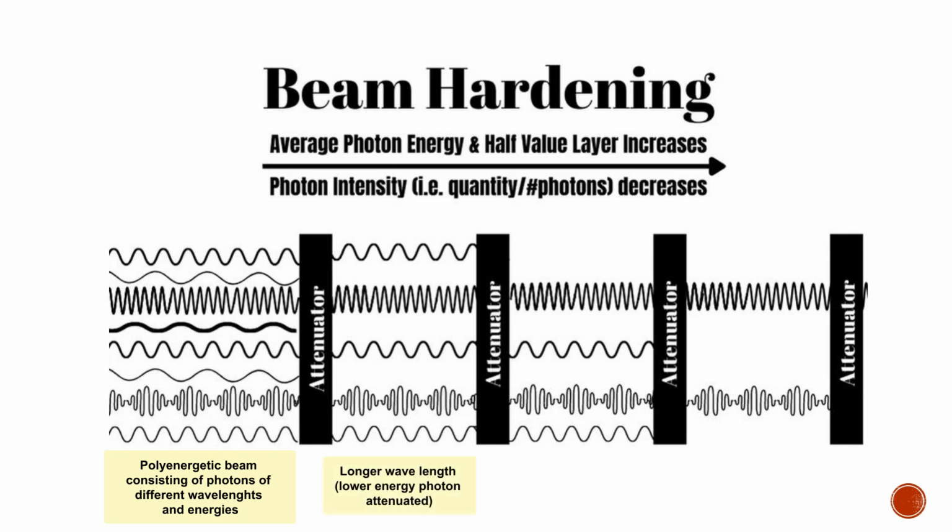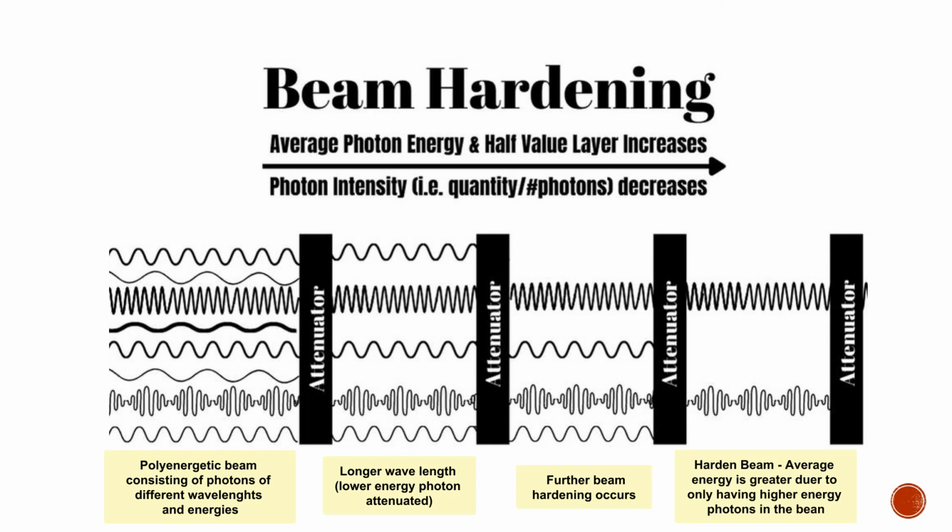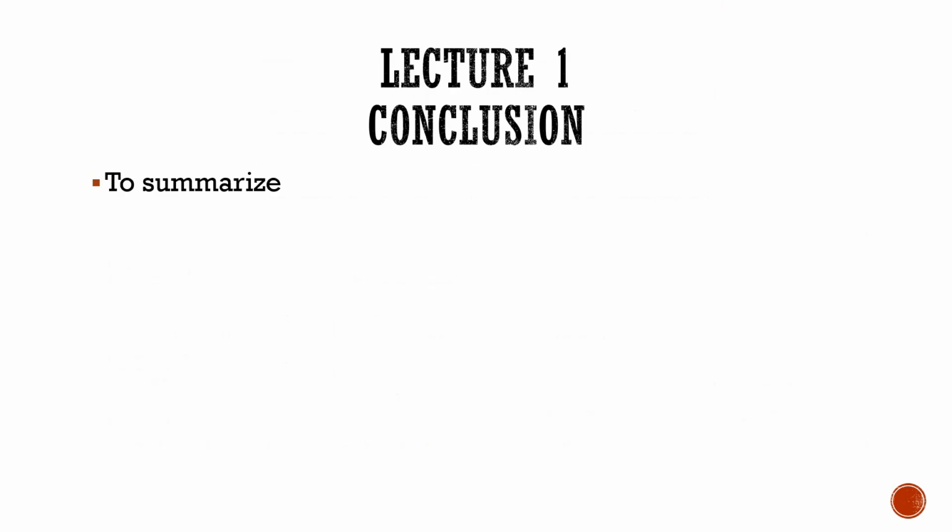As the beam passes through the first attenuating material, you can see that, because of attenuation, one of the lower energy X-rays is being attenuated, thus leaving behind the resultant rays. As they pass through the second, beam hardening continues and another lower energy photon is removed, and this process continues, leaving behind only the shorter, more energetic photons in the path, thus resulting in a hardening beam. This now ends Lecture 1.